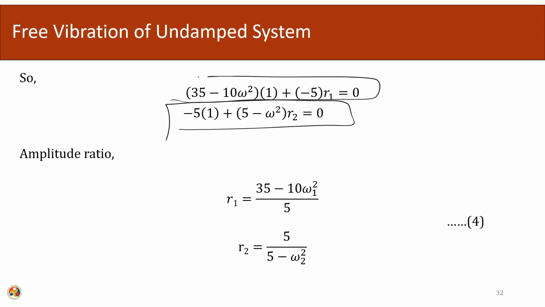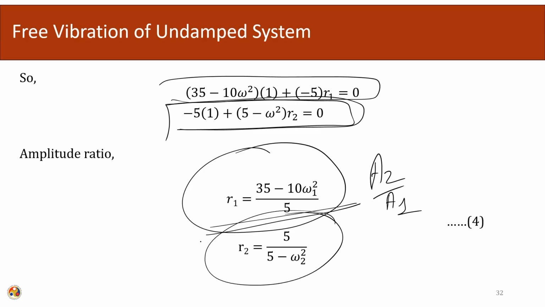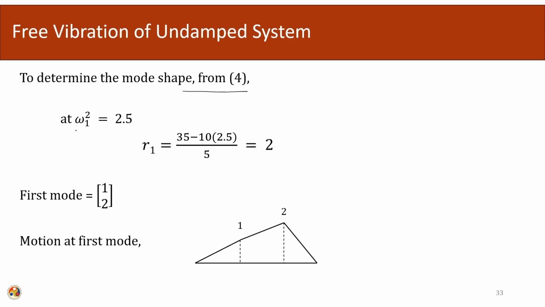So, the equation in terms of R1 and R2 here we are getting. Okay. So, this is the amplitude ratio, which is nothing but A2 over A1. So, this is for the first frequency and this corresponds to the second frequency. In the first case we have substituted omega 1 and in the second case we have substituted omega 2. So, we are putting the values of omega 1 square. Okay. So, here we get the value of first mode.